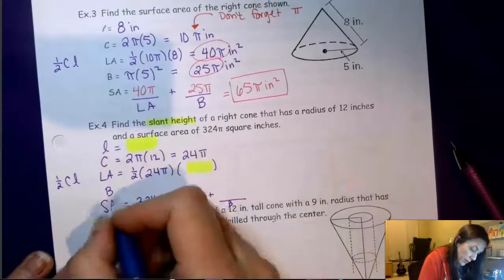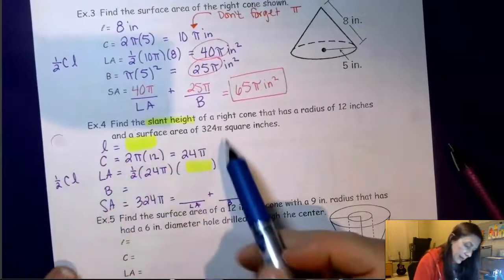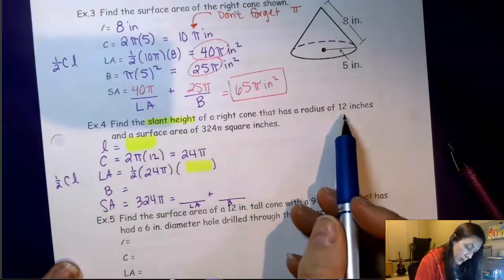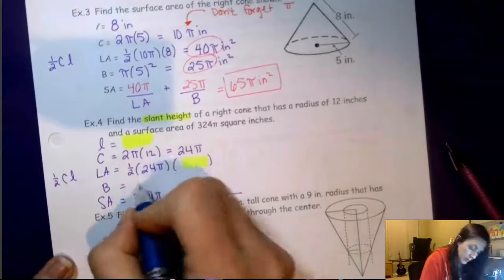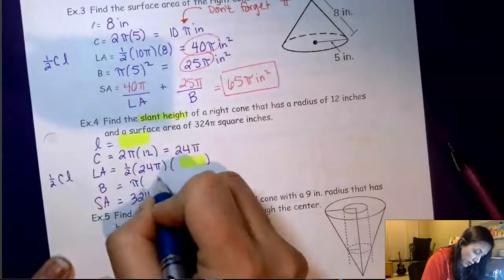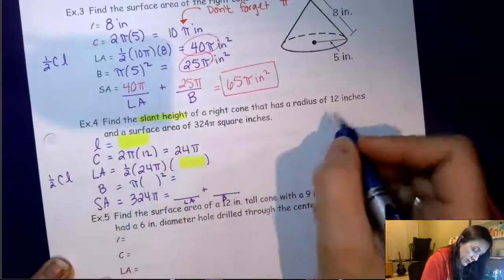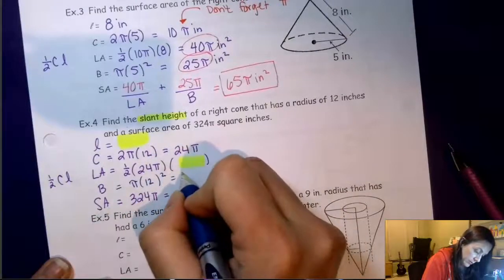Radius of 12, area of the base. Find the slant height of a right cone that has a radius of 12. So area of the base is going to be pi r squared. Radius is 12. That's going to be 144 pi.